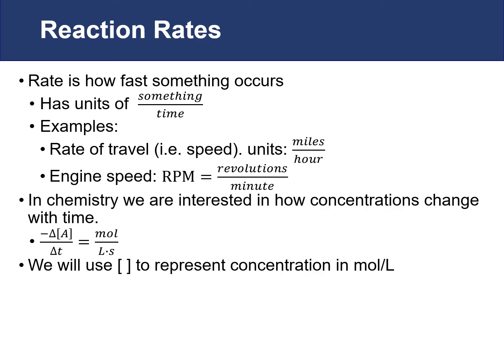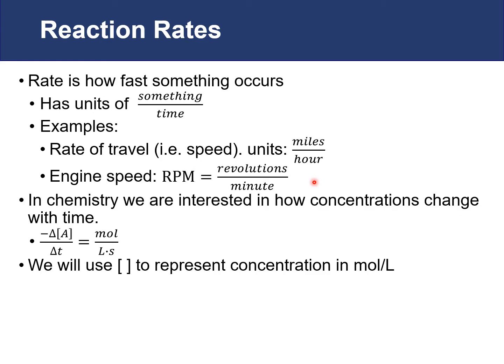Another example is RPM, like you would have in a vehicle. That is revolutions per minute. So, on the top you have your something, and on the bottom you have the unit of time. This is going to be the same for any type of rate.